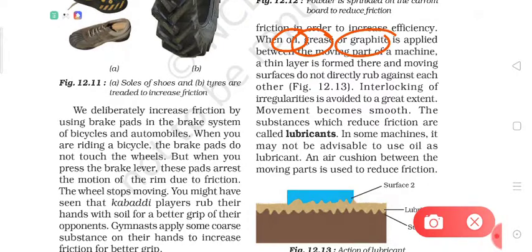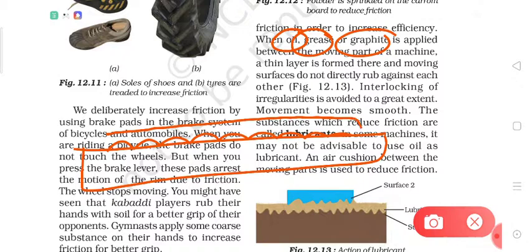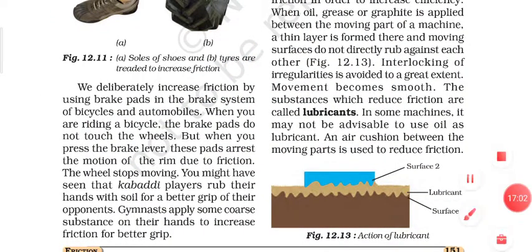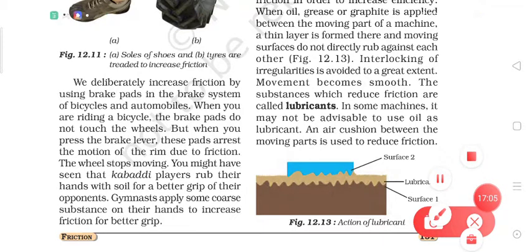How? Suppose this is the surface, and it has irregularities. When you apply certain oil or grease, it makes a layer over the irregularities, right? In this way the oil decreases the interlocking of irregularities, reduces the irregularities and reduces the friction, right? So when you use materials like oil, grease and graphite, they all work as a lubricant. The substances which reduce friction are called lubricants.